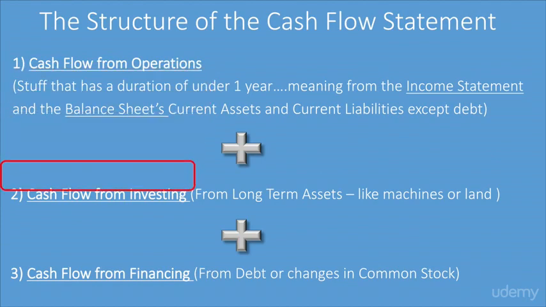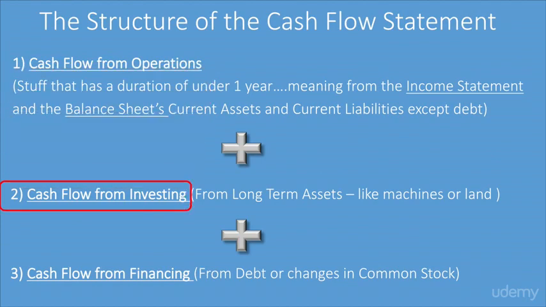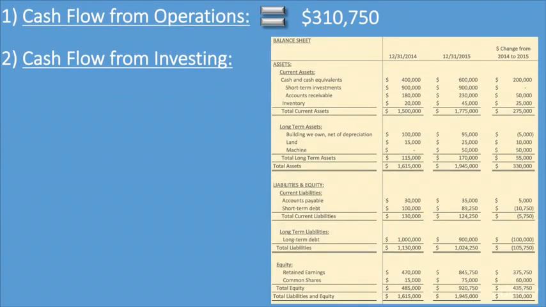Okay, now we move on to step 2 of the cash flow statement, right? So we're going to look at cash flow from investing. We invested in stuff like we bought machines or land, and that's cash out of our pocket. So let's check it out. So of course we get this from the balance sheet.